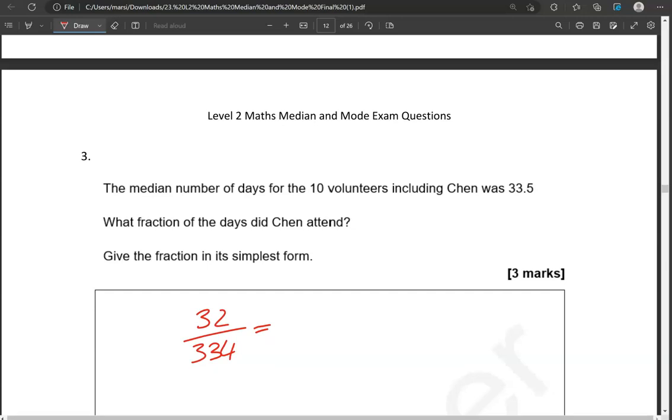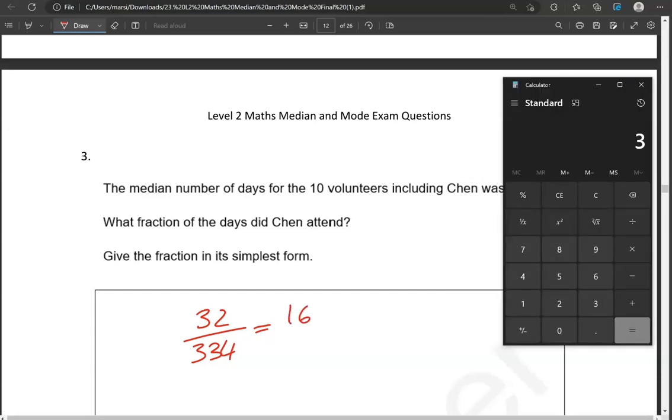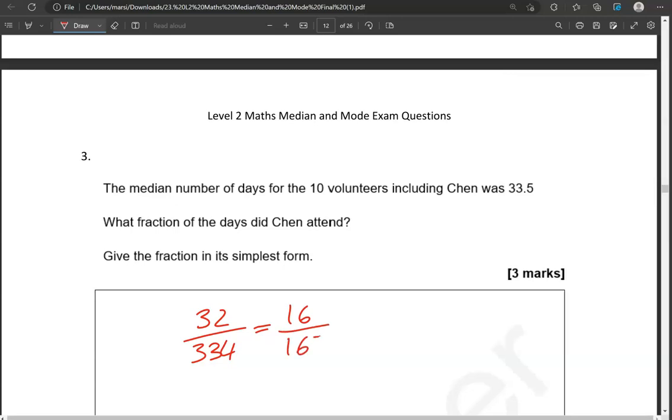We need to simplify this. We can divide both numbers by 2. So 32 divided by 2 gives us 16. 334 divided by 2 gives us 167. Now looking at 16, we can divide it by 2, but we can't divide 167 by 2 and get a whole number because it ends in 7.